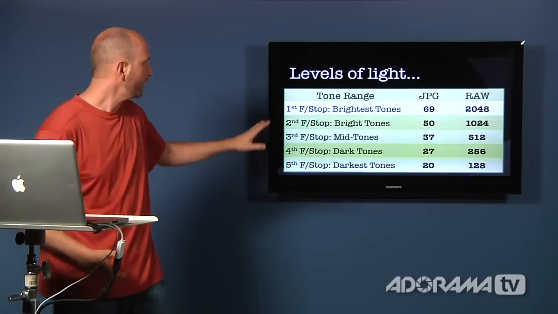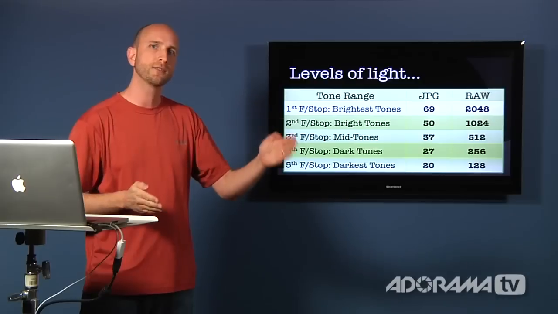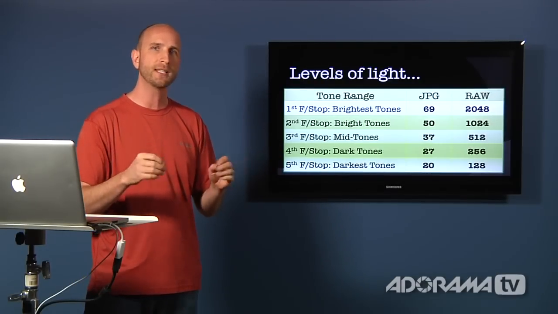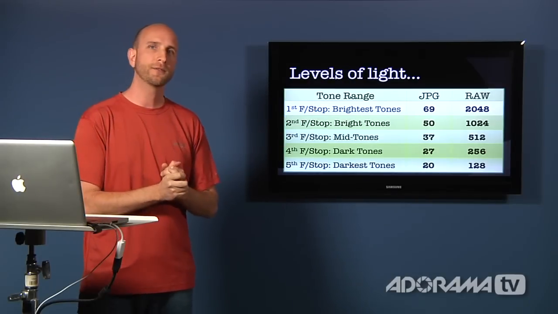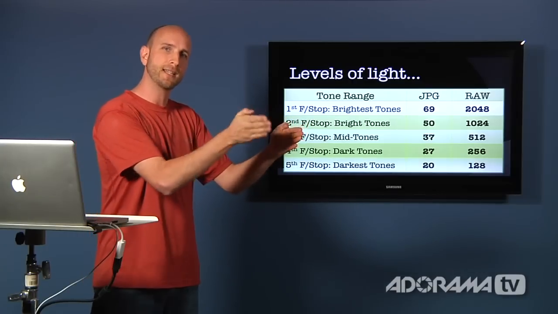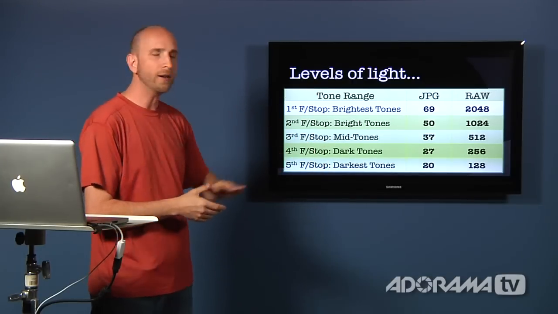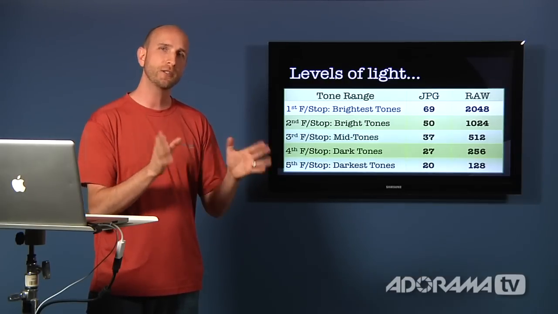So if we look on our chart here, there are really five different levels of light when you capture a photo in your DSLR camera. We have about five stops of light from the darkest to the lightest. In the first f-stop where we have the brightest tones, that's where the clouds are, highlights, things like that. With the JPEG file, from the brightest bright to the darkest bright, there are only 69 levels of brightness. And with the RAW file, there are 2,048 levels of brightness. Now that is a huge change.